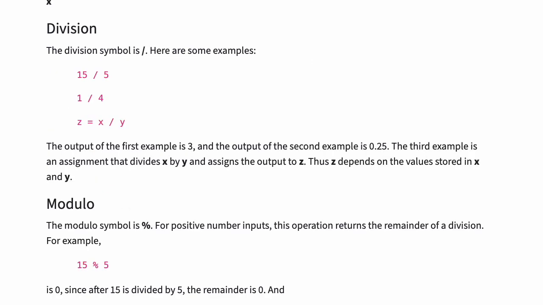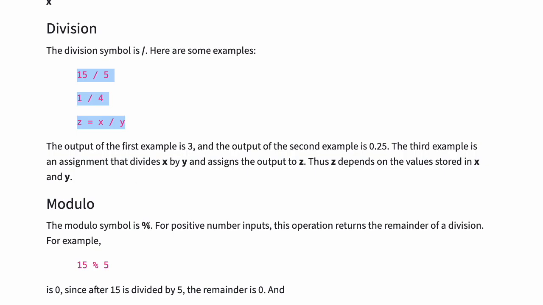The division symbol is a slash. Here are some examples. The output of the first example is 3, and the output of the second example is 0.25. The third example is an assignment that divides x by y and assigns the output to z. Thus, z depends on the values stored in x and y.